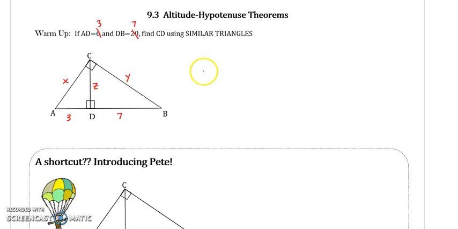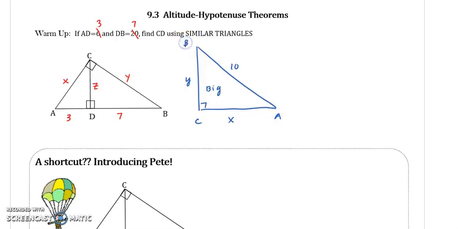So if I reoriented our big triangle, if you want to write big in here, you can. This side length would be 10, 3 plus 7. We have a Y here, an X, a right angle, a C, A, B. We have our smaller triangle here. Let's call this our left triangle. If I reoriented that, I would get my Z, my X, and 3, D, A, C.